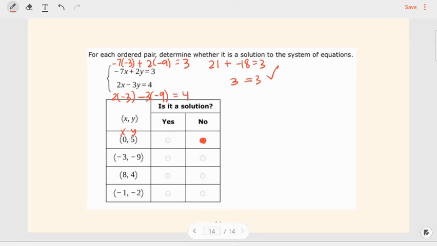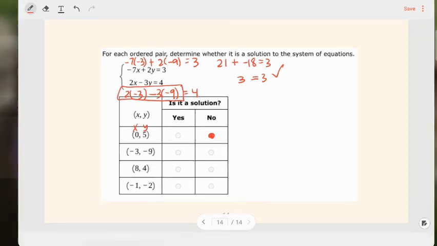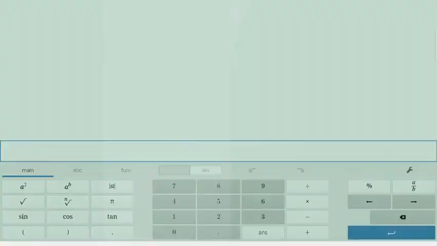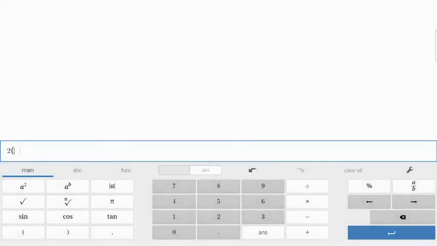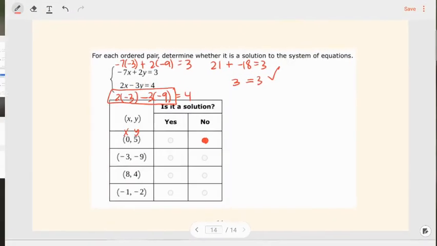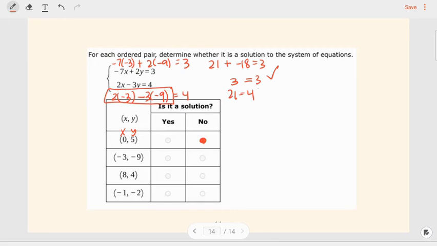Now, you notice that I've been simplifying these separately. One option that you do have, instead of doing it all by mental math, is to just type it into the calculator. So 2 times -3 minus 3 times -9. So 2 parentheses -3, close your parentheses, minus 3 parentheses -9. And you can see it equals 21. Well, does 21 equal 4? No. So the answer for part 2 is no.